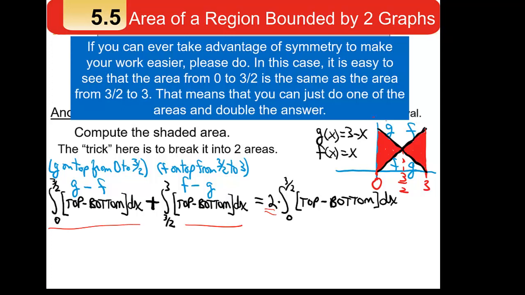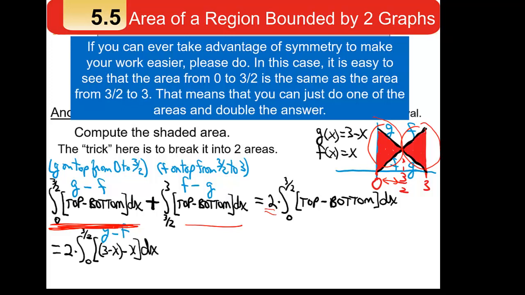What I mean by that is it's obvious that this area and this area are the same. So if you can just do one of them and double it, you'll have the same answer. I chose to take the area between 0 and 3/2. You could go from 3/2 to 3. It doesn't matter which half you take. I decided to go between 0 and 3/2, and that's the interval where g is on top. So I'm going to double the area where g is on top.